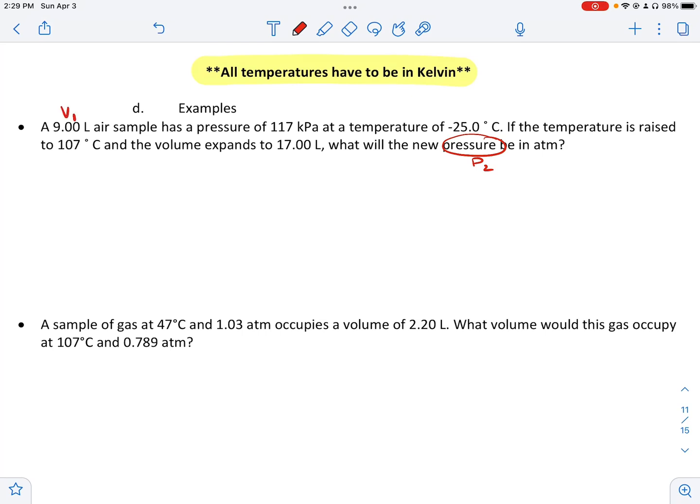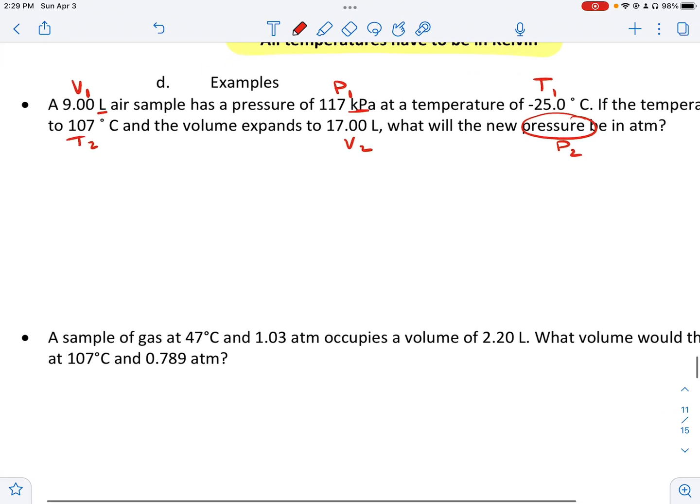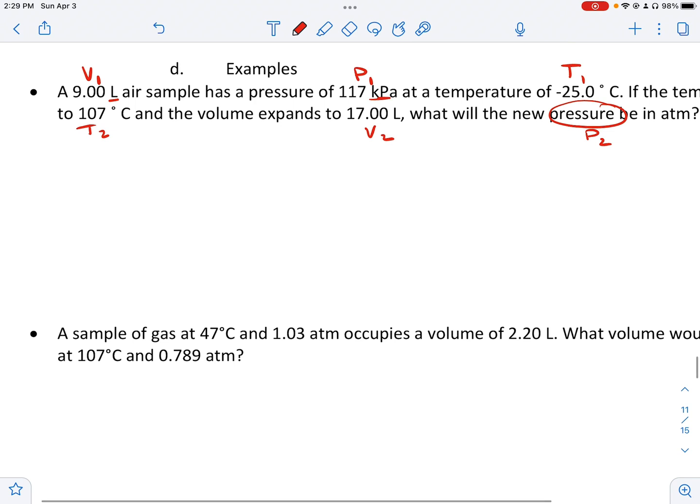So this is my first volume. I know that because there's a liter there. This is my first pressure because it's kPa. Then we have T1, and this is T2. This is V2. So kind of writing along the side like I've been doing. I'm going to blow this up just a little bit since we have all our numbers there. So P1 is going to be equal to 117 kPa. V1 is equal to 9.00 liters.